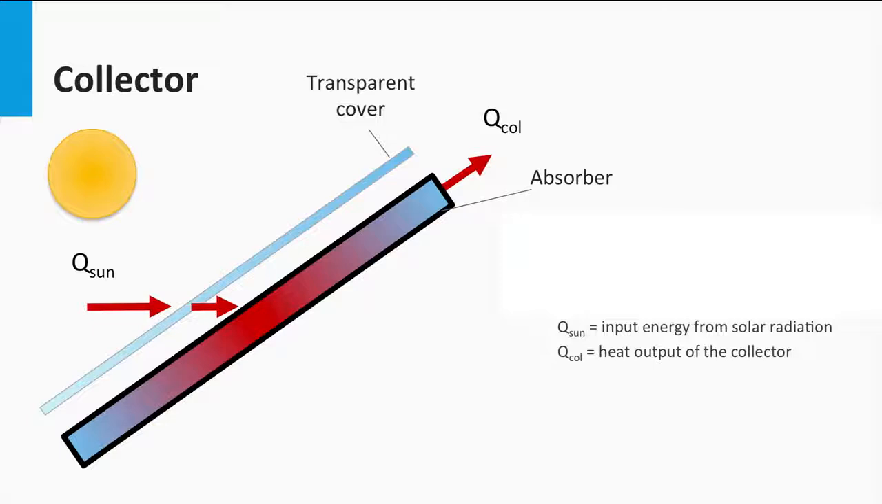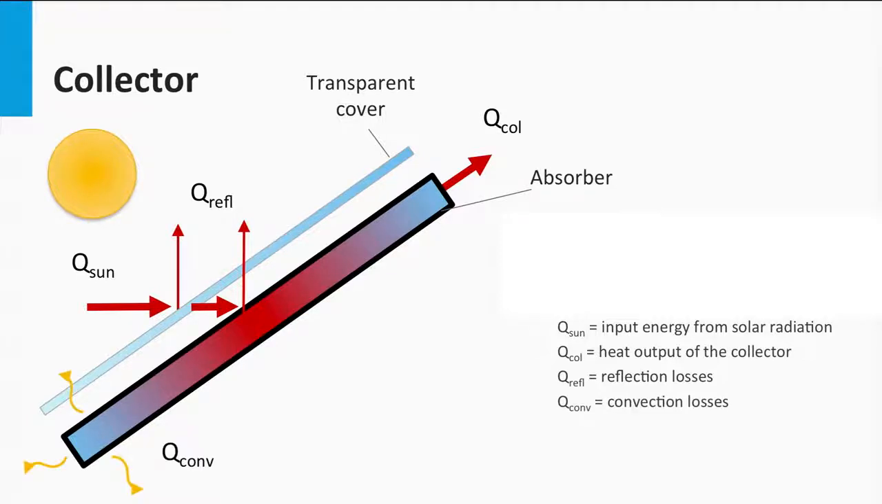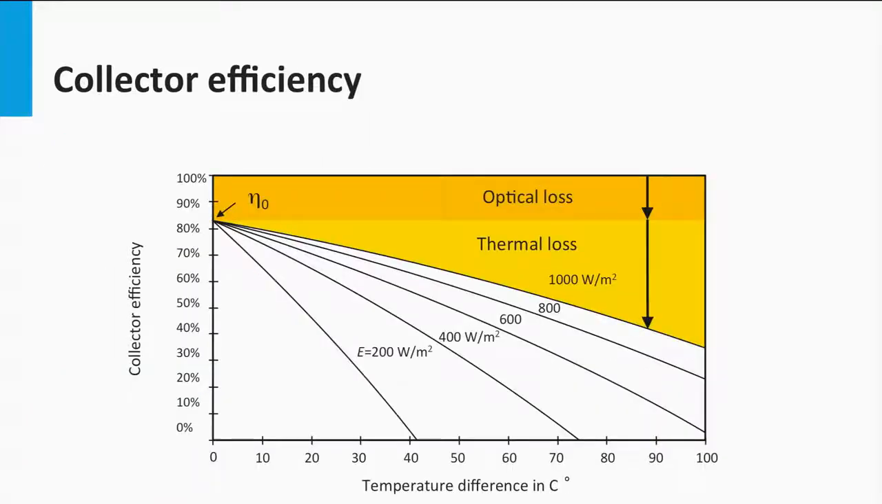But not all the incident light is converted into heat. A part of it, Q ref, is lost as reflection either in the encapsulation or in the absorber itself. Other losses are related to the heat exchanged with the surrounding air by the convection mechanism, represented by Q convection. Finally, there are also losses by radiation from the heated absorber. All these quantities can be easily correlated by a simple energy balance.